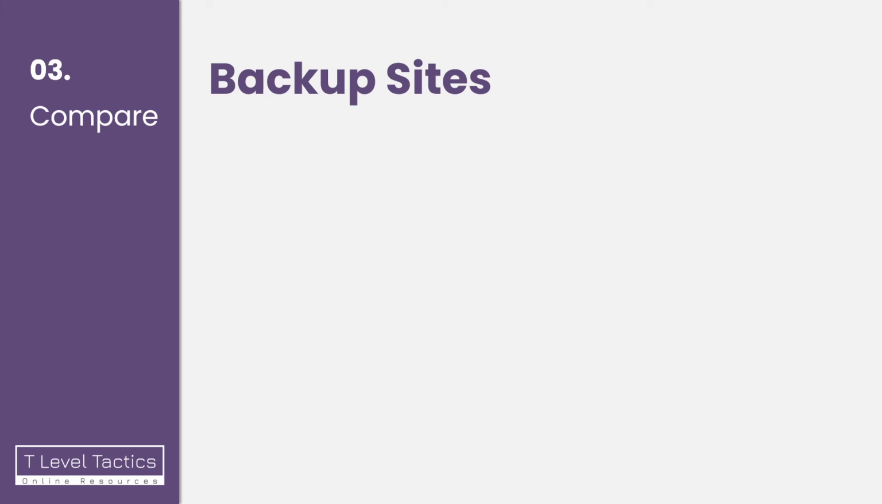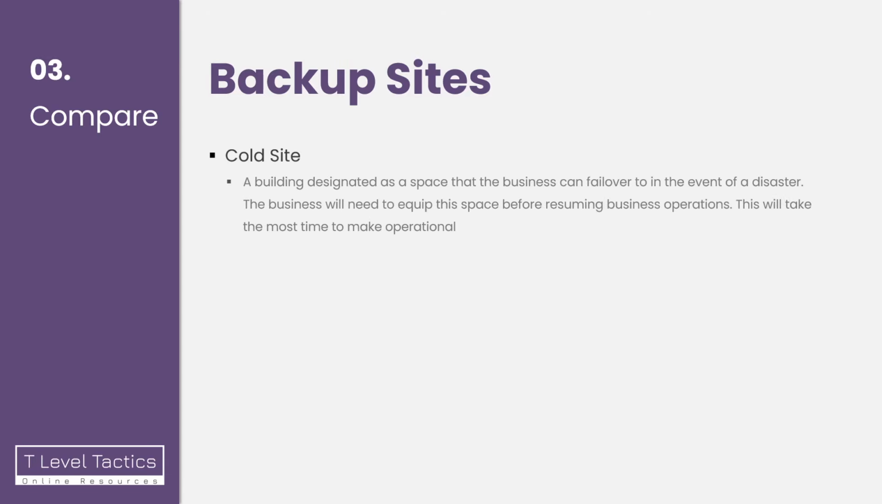There are different types of backup site. We could have a cold site, which is a building designated as a space that the business can fail over to in the event of a disaster. The business will still need to equip this space before resuming business operations, and it can take quite a lot of time to make it operational.